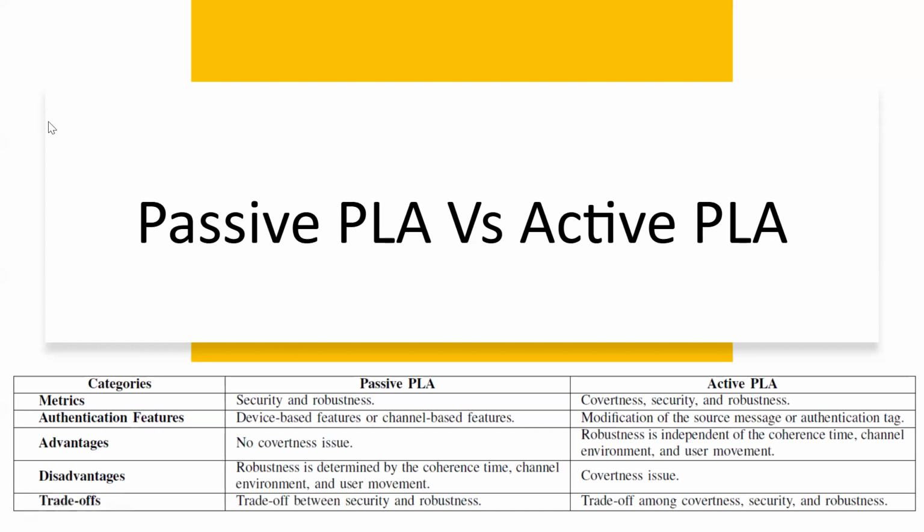So it can provide security and robustness. For active, besides security and robustness, we have covertness. Covertness means nobody is aware that there is communication between the transmitter and receiver. Authentication feature: device-based feature or channel-based feature, modification of the source message or authentication tag. Advantages: no covertness issue.